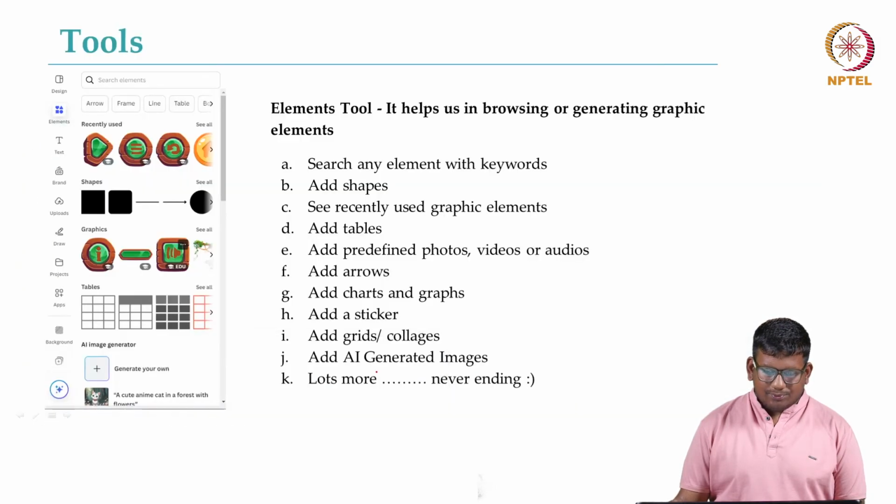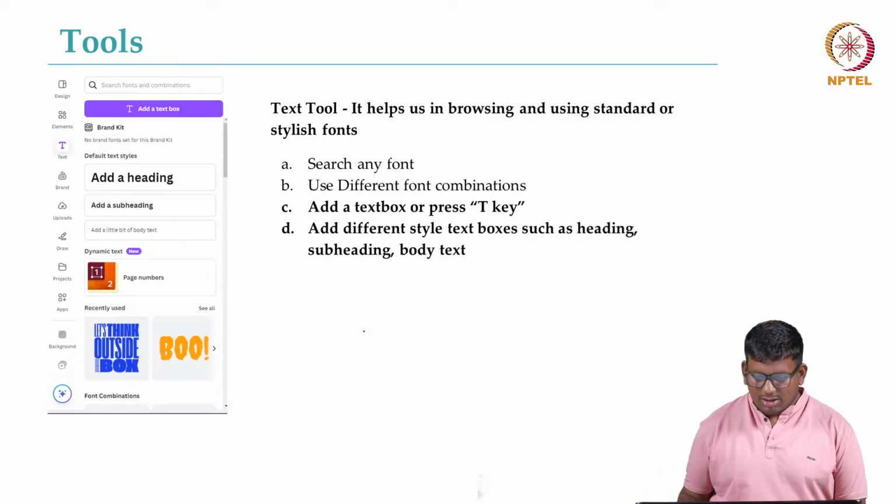So we can search any element, we can add any shape that we want, we can use any graphic element and all. All of this we will look into when we get time. Other than that, I think these are the tools that you can explore, and there are many more, like you can create your own AI generated images and all.